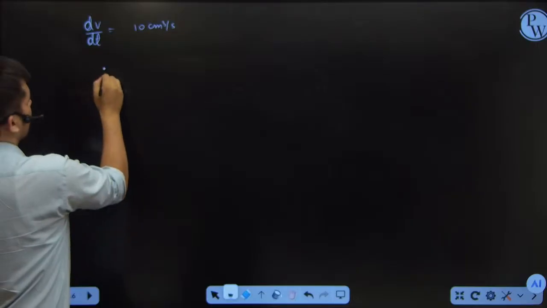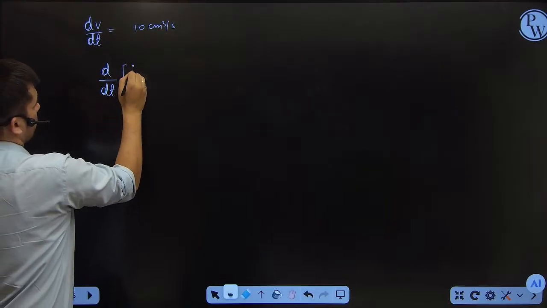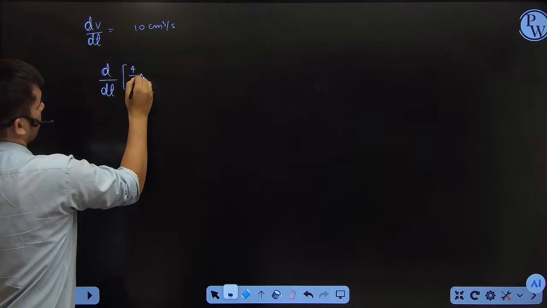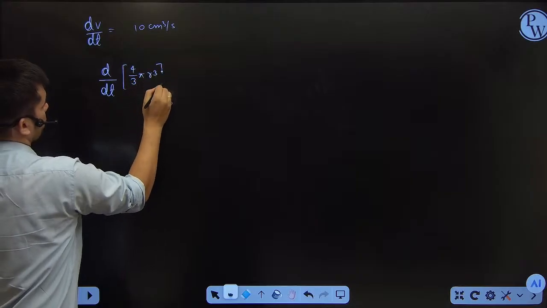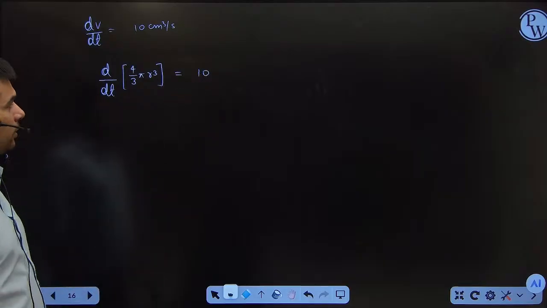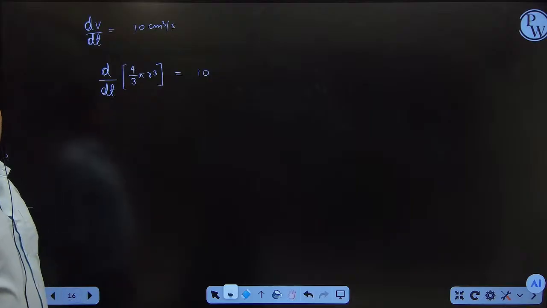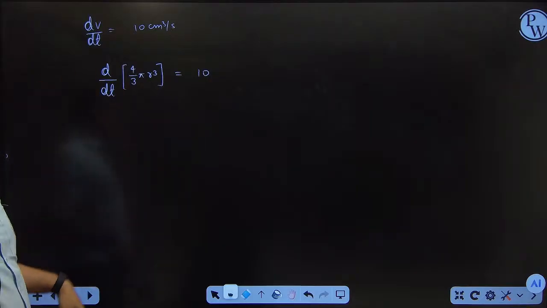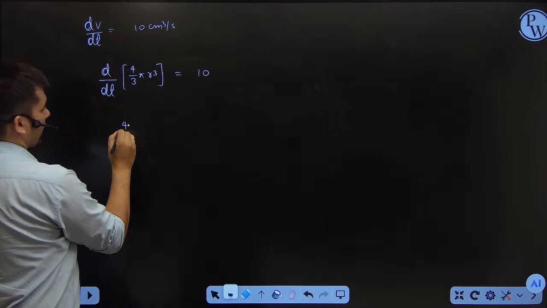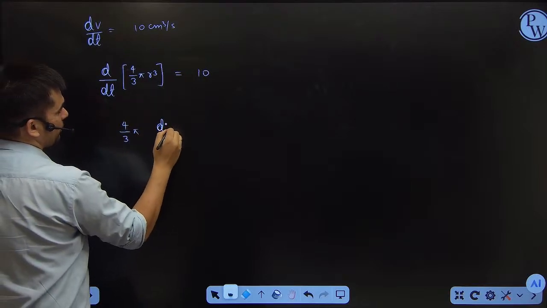So can we write this as d/dt of 4 by 3 pi r cube? This is equal to how much? 10. This is given to us. Okay. Now 4 by 3 pi, what is this? Tell me. Isn't this a constant? We can take it outside the differentiation. So by that logic, we are getting 4 by 3 pi d of r cube by dt.